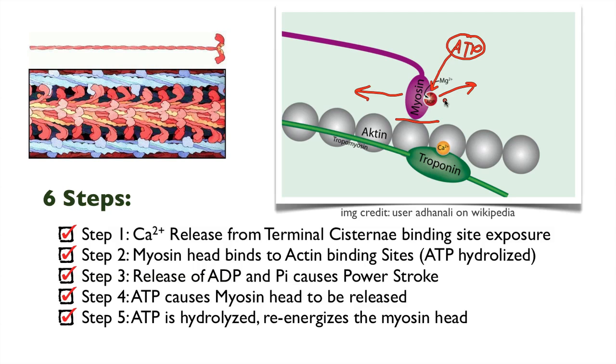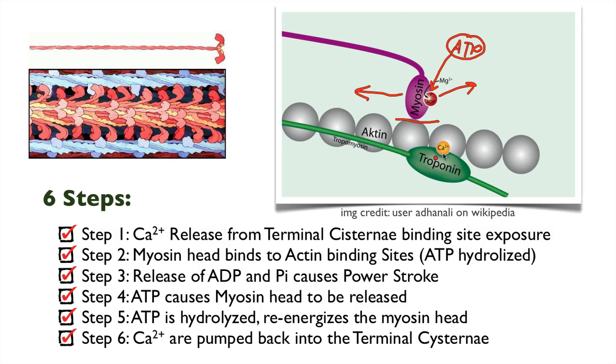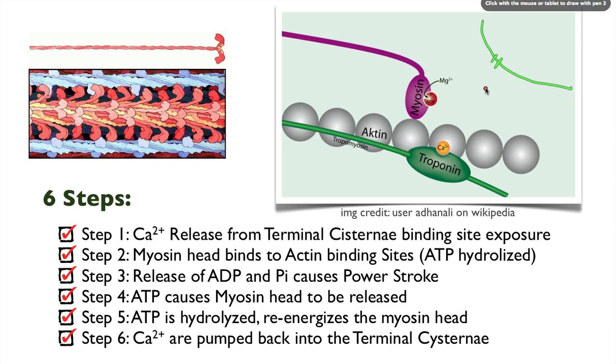One more step. Step number 6. This calcium here needs to be gone. So we have the terminal cisternae, and it's not shown here. So I'm just going to draw it with my great artistic skills. And we have calcium pumps in the terminal cisternae. And what that does is it basically pumps that calcium back in. So we have calcium being pumped back in.